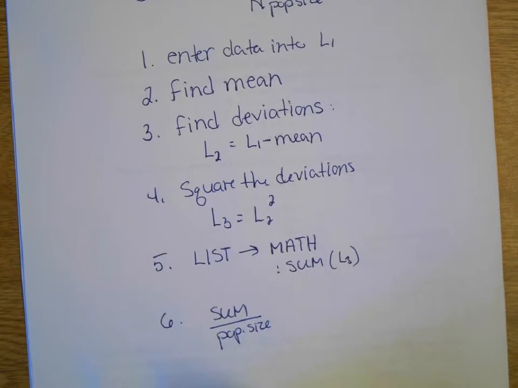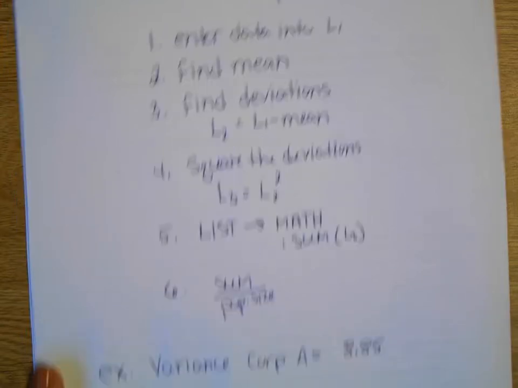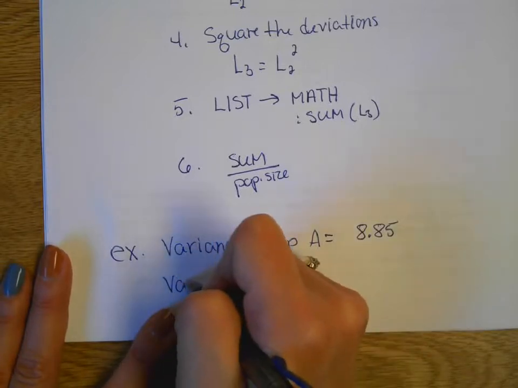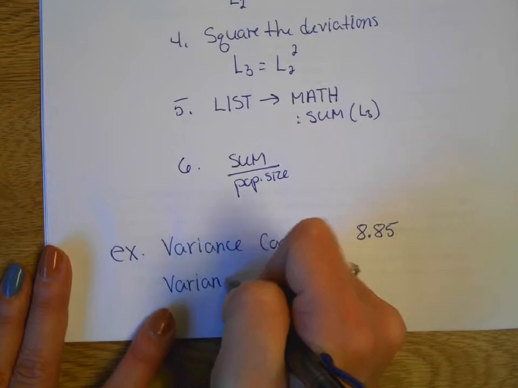So, the variance for Corporation A, I got 8.85, and that would be thousands of dollars, not quite thousands of dollars, we're going to talk about it in a minute. What about the variance for Corp B? It should not have been the same.